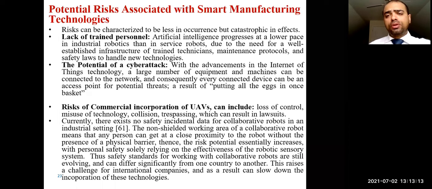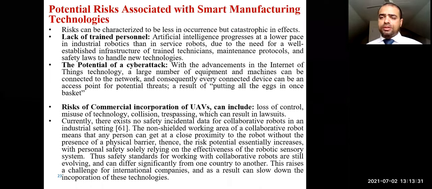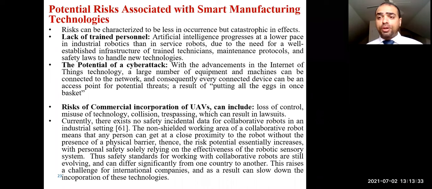Now let's look at the risks associated with smart manufacturing technologies. The main thing that we're going to see in the coming years is the lack of trained personnel, particularly in robotics. As we saw, the numbers tell us that there is actually a robotics revolution going on at this moment in East Asia, and it's going to spill over to the US sooner or later. There's going to be a big demand for people who are trained to handle robotics, particularly intelligent industrial robotics, collaborative robots. There's going to be more demand for collaborative robots.